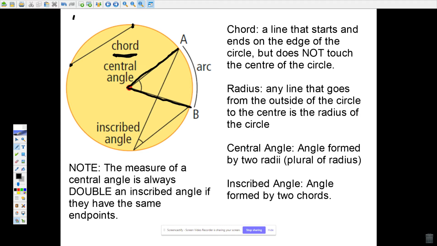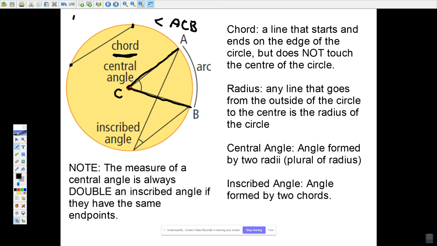A central angle is an angle formed by two radii, which is the plural of radius. So as you can see, if we call this point C, angle ACB is a central angle because it is formed by two radii. There's one radius here, and there's one radius here.